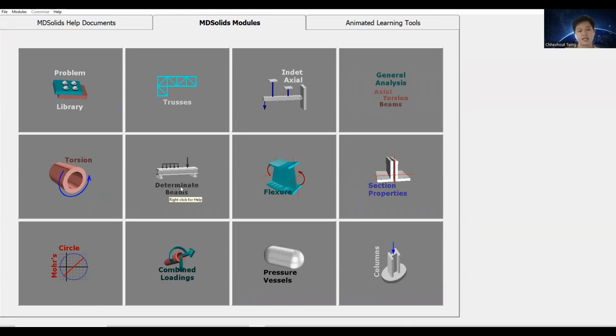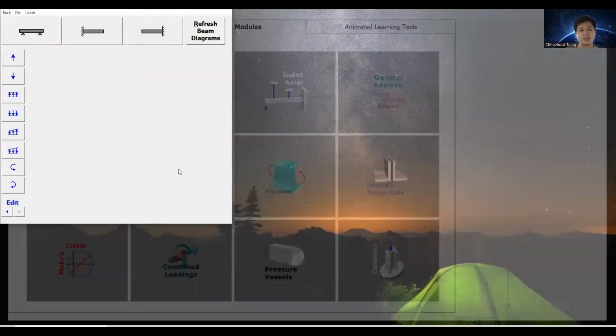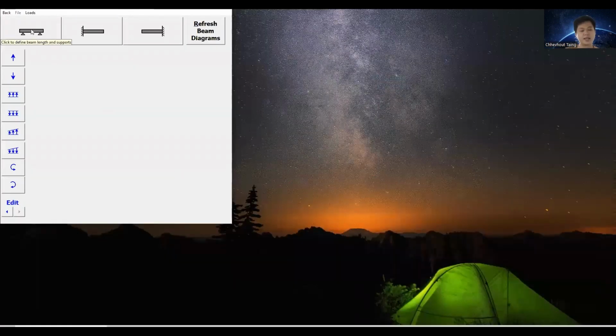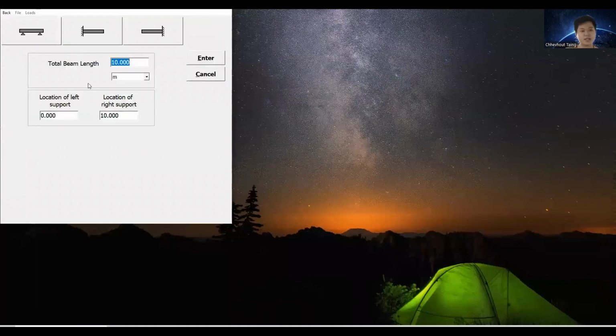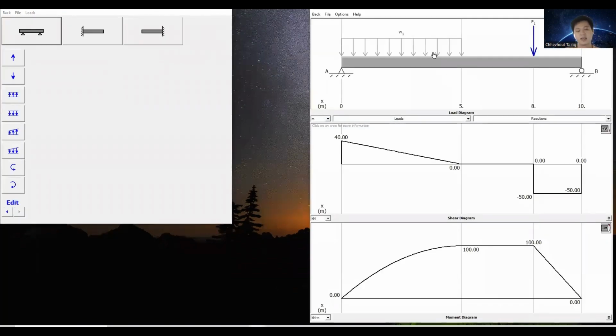For example, let's say that we have a determinate beam. Let's look at determinate beams. And let's say that I have a beam that is tall on both ends. It's 10 meters. Location of left spot is 0. Location of right spot is 10 meters. Enter. And then it creates this beam, right? Yeah, it's 10 meters long. And it has loads here because I pre-entered some distributed load and a concentrated load to see.